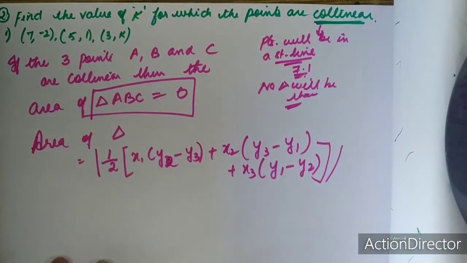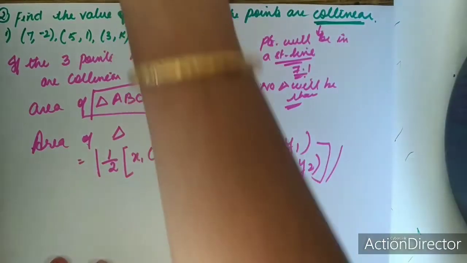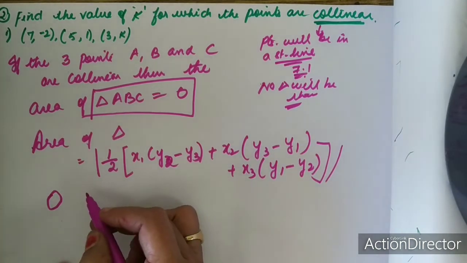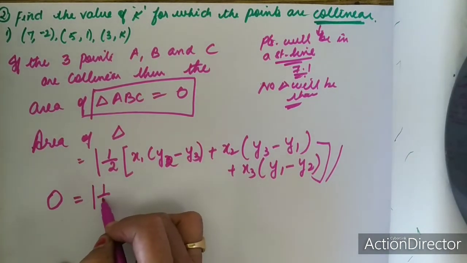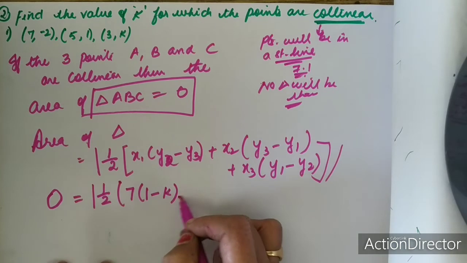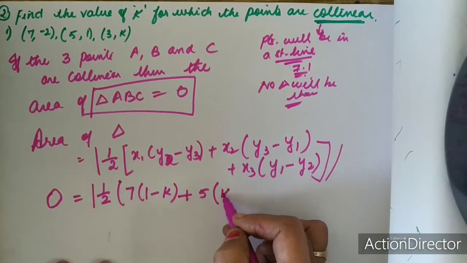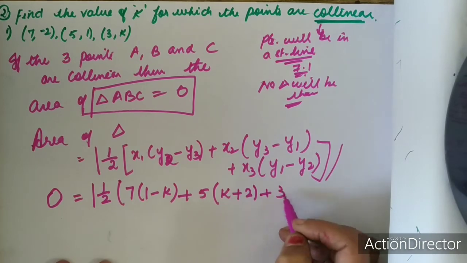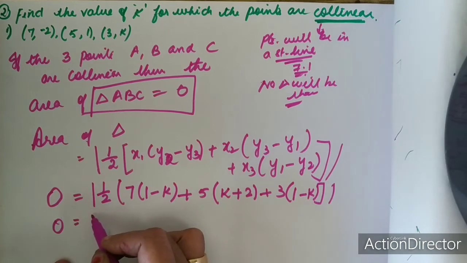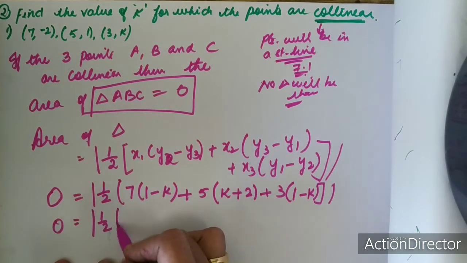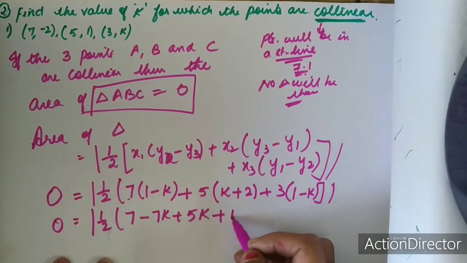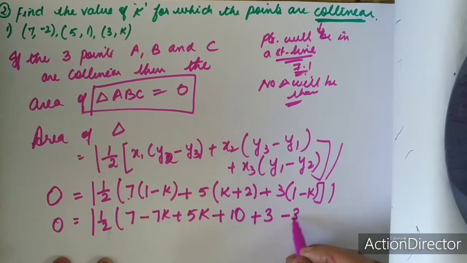Here they are saying area of the triangle is equal to 0. So area is equal to 0 means you put the 0 value over here. So let me replace the values over here. Half into what is x1? It is 7 into 1 minus k plus 5 into k plus 2 plus 3 into 1 minus k. So 0 is equal to half into 7 into 1 is 7 minus 7k plus 5k plus 10 plus 3 minus 3k.